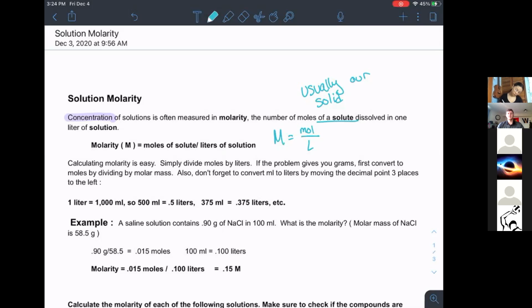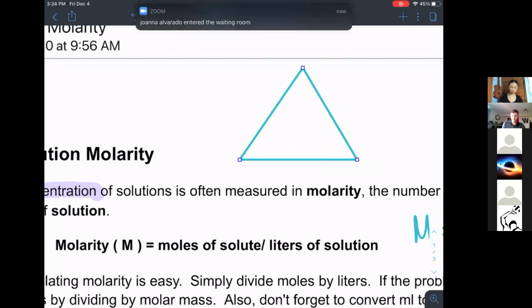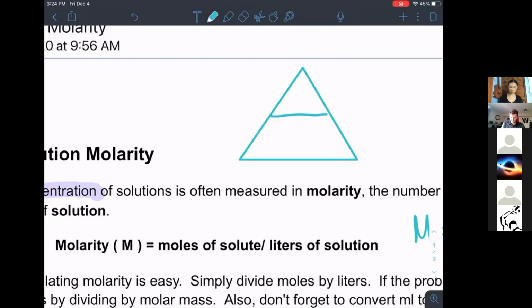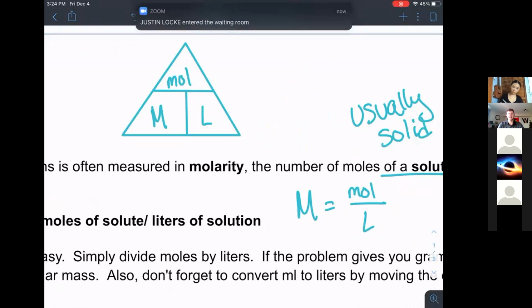We usually write this equation as molarity equals moles divided by liters. And we can also think way back to the beginning of the semester, talking about density. If you remember, we had that density triangle, and we broke it into 3 sections with our different units. For molarity, it's going to be moles up here, molarity down here, and liters down here. This is just an extra way we can solve for molarity.